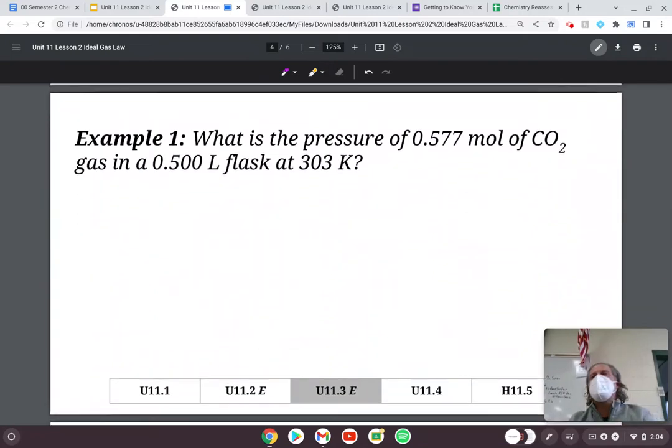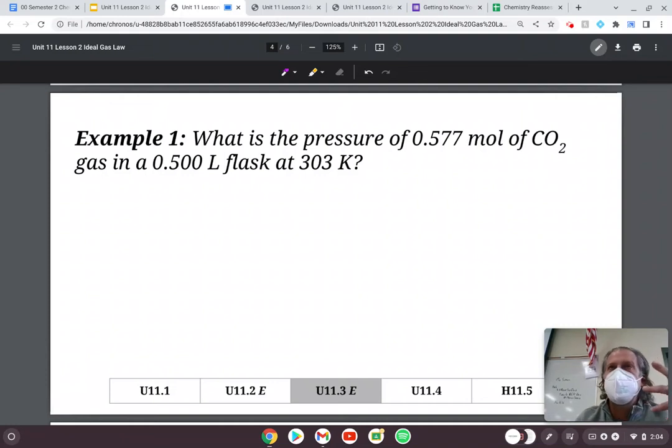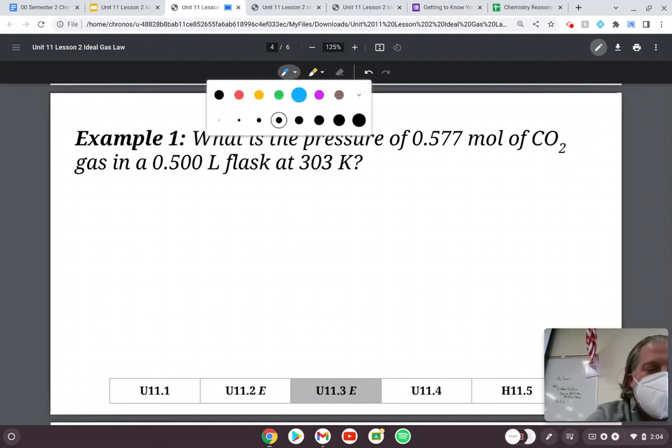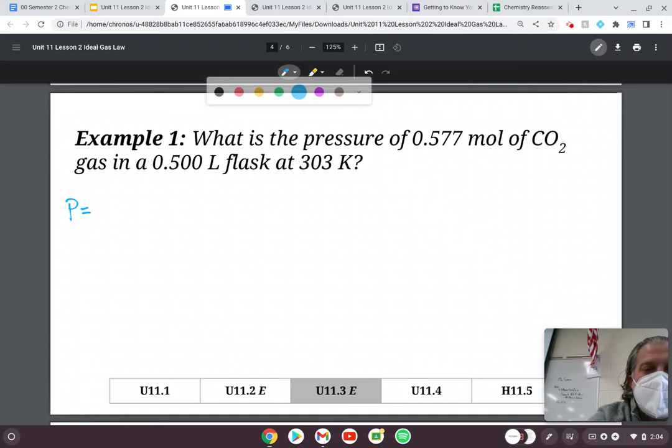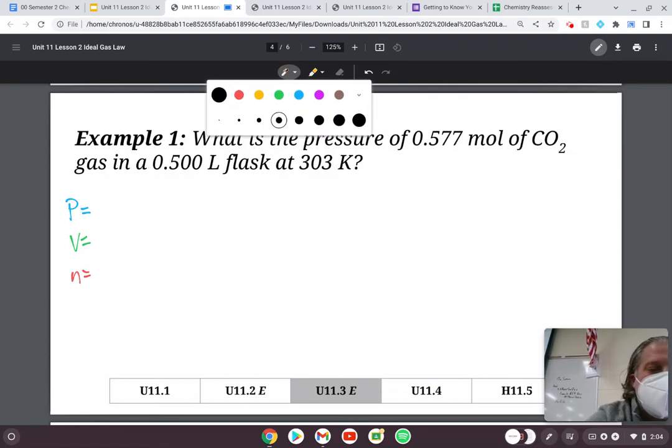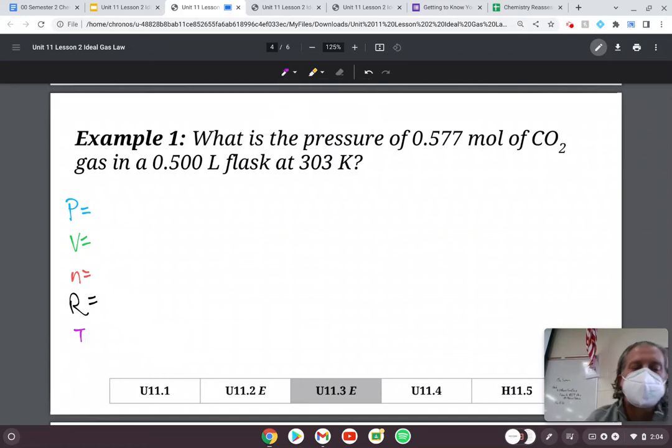Example number 1. I am a giant fan of taking the time to identify my variables. It helps to keep organized what I've been given and what I've used. So I usually start by writing them down the side: P, V, and then the N, and then the R, and then the T, right? Now I go ahead and read my problem, and my problem tells me about those variables. So now I know what I have and what I'm using.